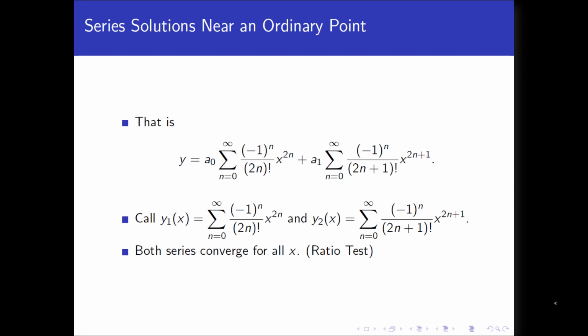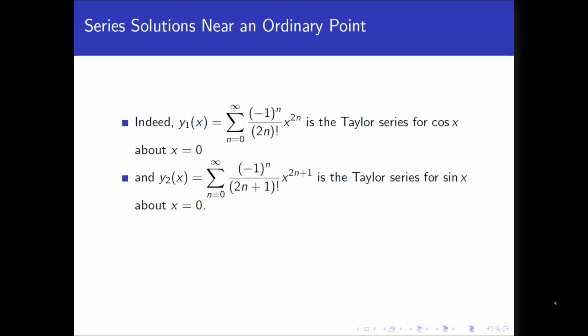Now call the first series as y1 of x and the second series as y2 of x. And one can prove that both series converge for all x, and this can be done by using the ratio test. However, it's well known that y1 of x is the Taylor series for cosine of x about x0, and y2 of x is nothing but the Taylor series for sine of x about x0.